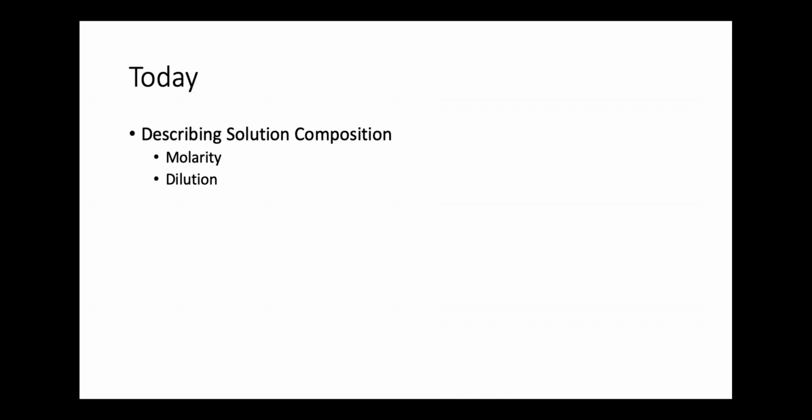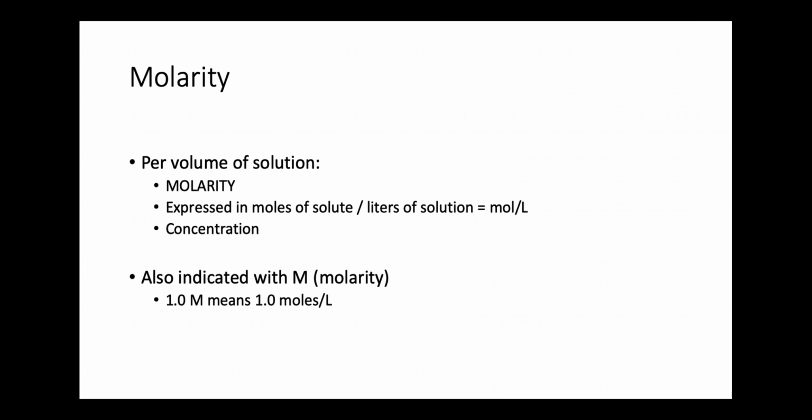Last week we started with describing solution composition. We started with molarity, and today we're going to practice with molarity as well, and then we move on to dilution. So molarity, what was it? It was the share of moles per volume of solution. We express that in moles per liter, which is the moles of solute divided by the liters of solution. We also call that concentration, and we indicate the concentration or molarity with a capital M. So 1.0 M means 1.0 moles per liter.